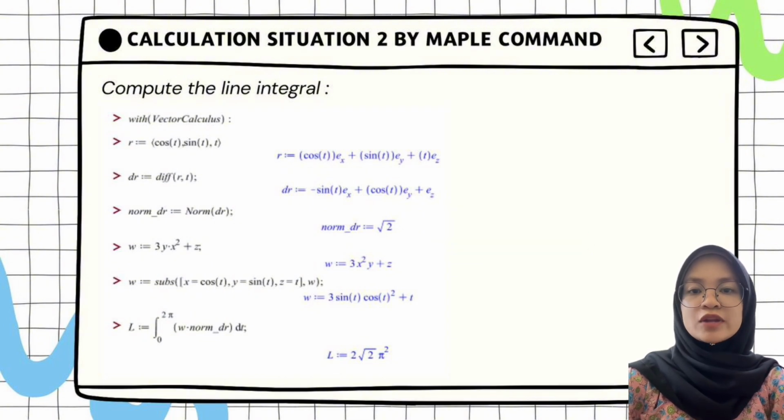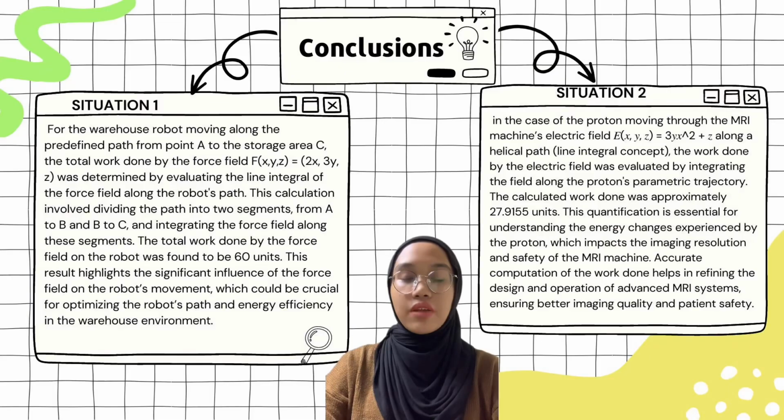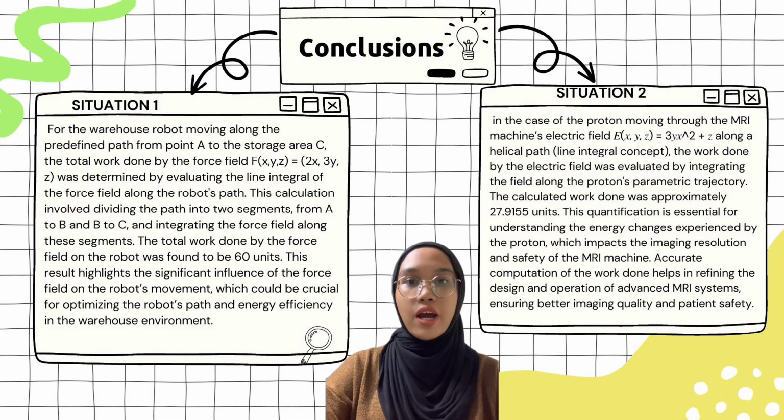Next, set up and evaluate the integral by stating the equation 3y·x² + z, and we will get the final answer of 2√2 π², which is equal to 27.9155.